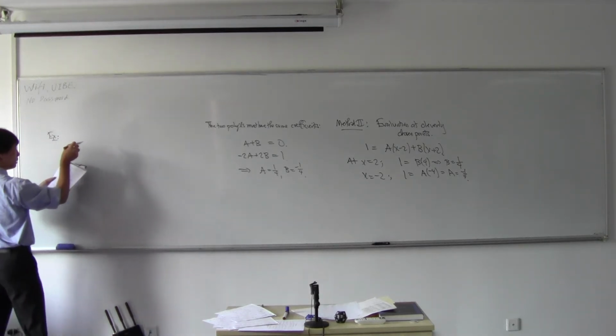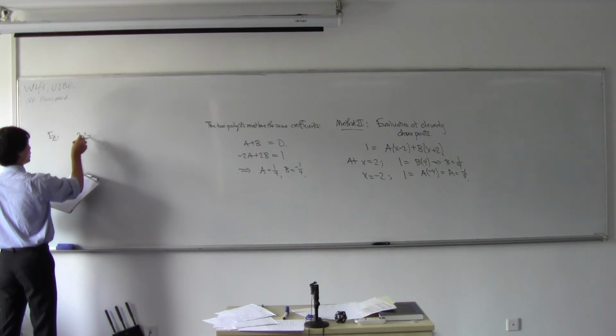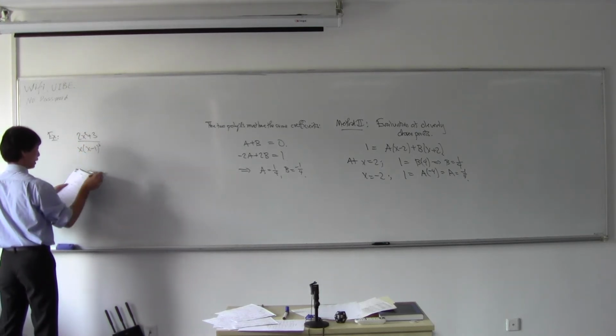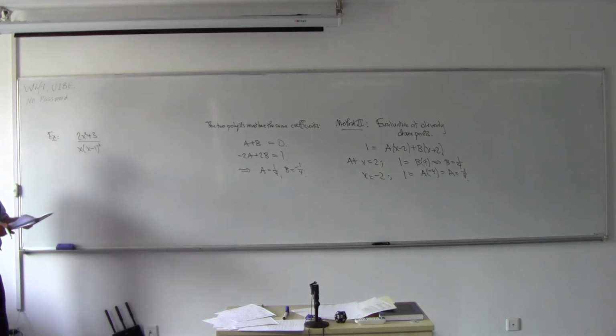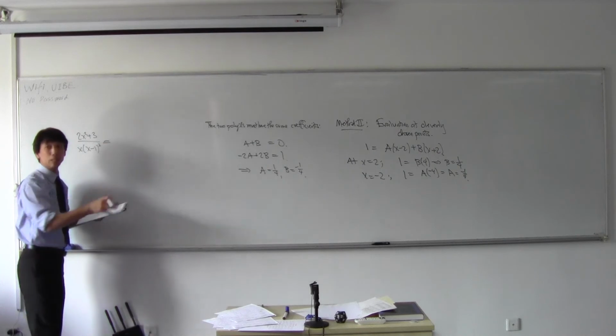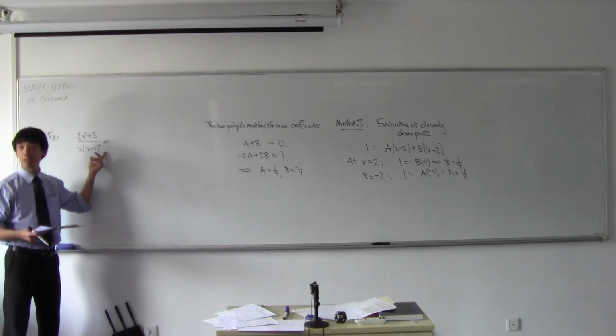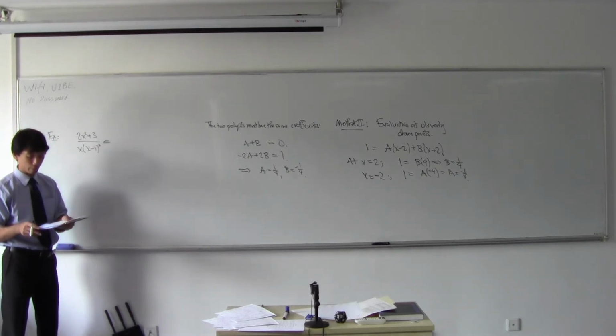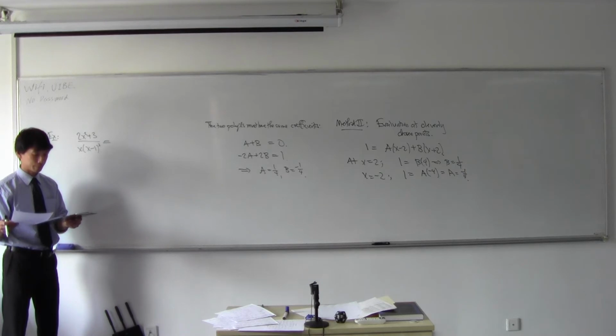Another example. Let's do some examples. So (2x squared plus 3) over (x minus 1) quantity squared. Okay. So I'd like you to take 10 seconds and write down what the decomposition should look like. What kind of things can you have over here? What's the form of the partial fraction decomposition?